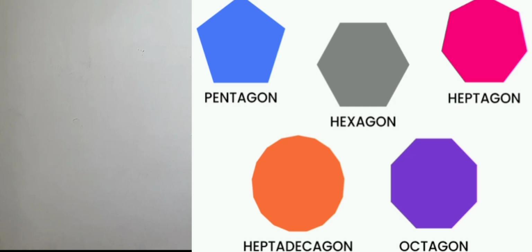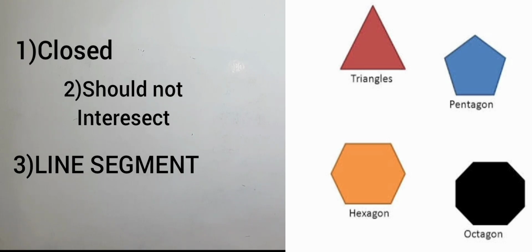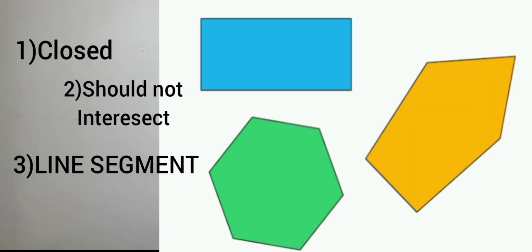There should not be a curve. Okay, it should be closed. It should not intersect, as well as they should be made up of line segments. So these are the three conditions which you should consider to tell that it's a polygon. So the three conditions are there.